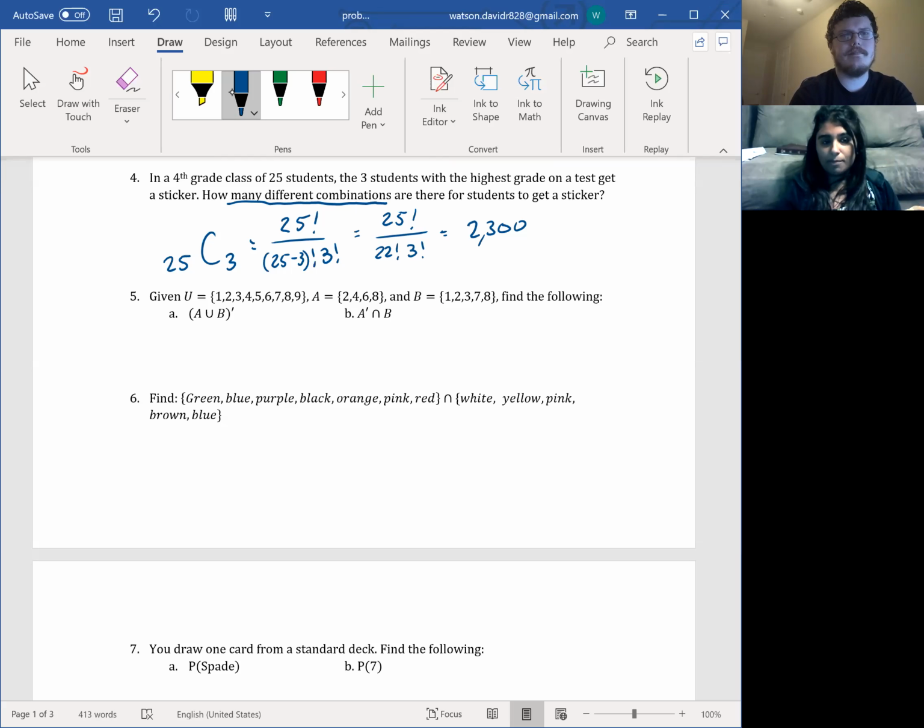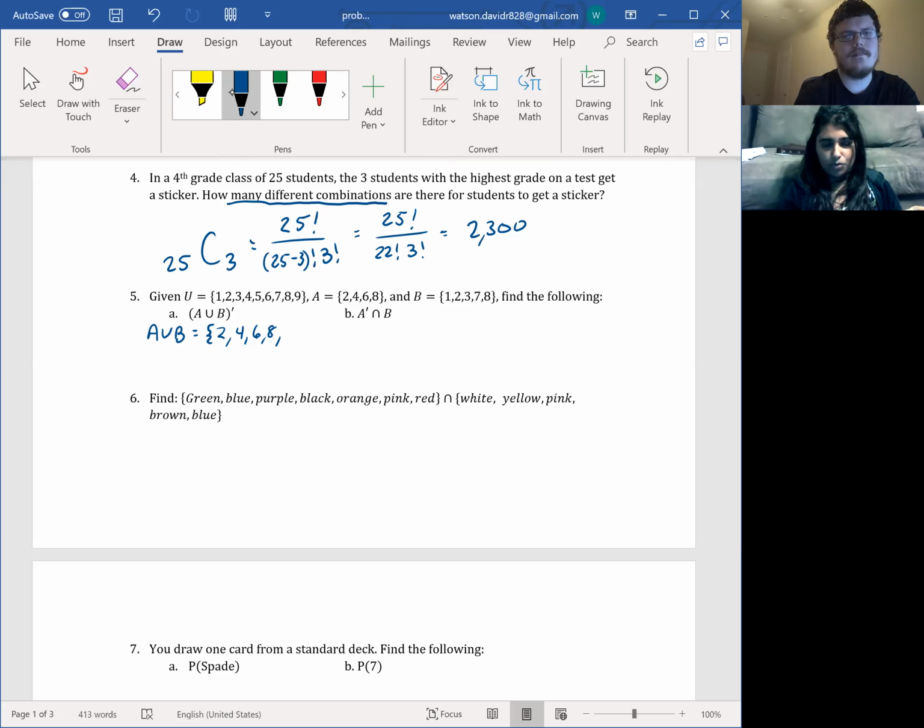So union, remember, means everything. Think about it like a marriage. The husband brings something, the wife brings something, you kind of bring them all into your marriage. So we have A union B. Let's figure out what those numbers are. A has 2, 4, 6, and 8.